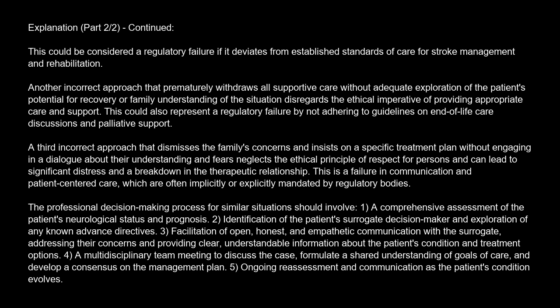The professional decision-making process for similar situations should involve 1. A comprehensive assessment of the patient's neurological status and prognosis. 2. Identification of the patient's surrogate decision-maker and exploration of any known advance directives. 3. Facilitation of open, honest, and empathetic communication with the surrogate, addressing their concerns and providing clear, understandable information about the patient's condition and treatment options. 4. A multidisciplinary team meeting to discuss the case, formulate a shared understanding of goals of care, and develop a consensus on the management plan. 5. Ongoing reassessment and communication as the patient's condition evolves.